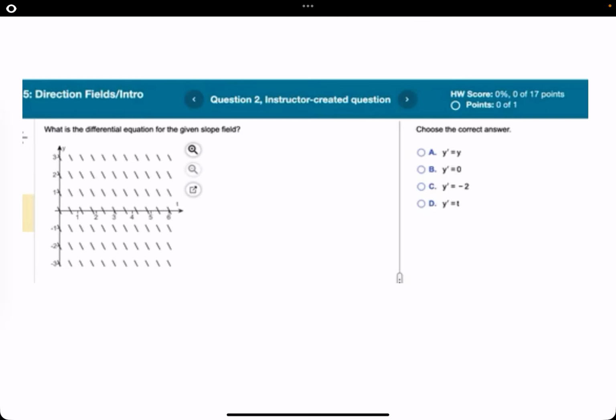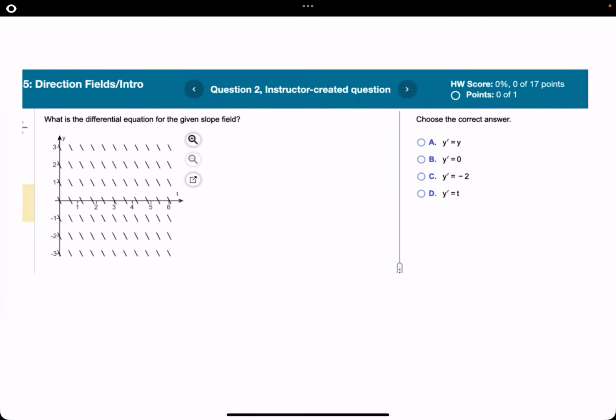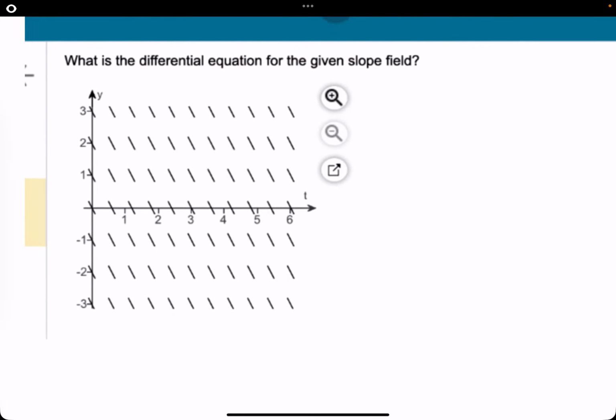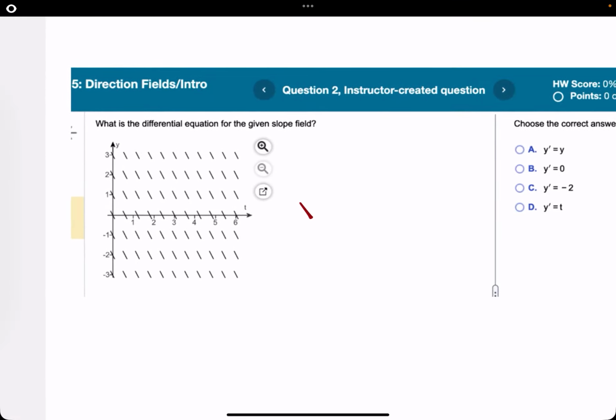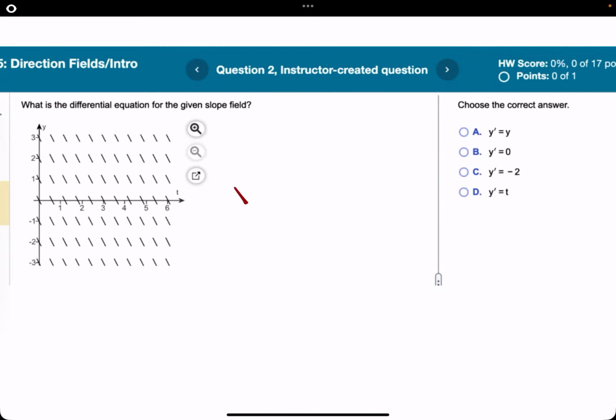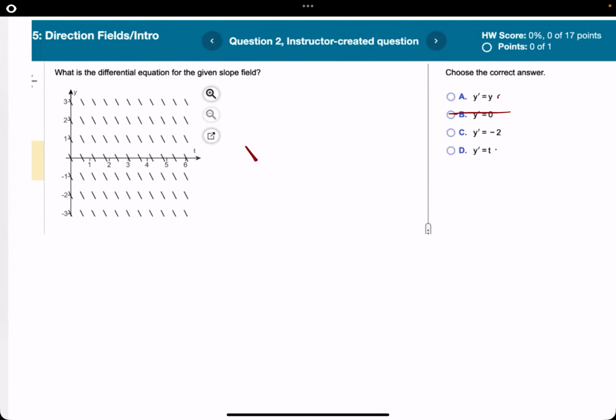Let's keep it going. They say, what's the differential equation for the given slope field? So when you look at all these slope lines, what do you notice about the slopes of these little tick marks? They are all negative. So the first thing to ask yourself is, is it positive? Is it 0? Is it negative? These are all negative. So right away, you don't want them to be 0. You don't want them to be t or y.